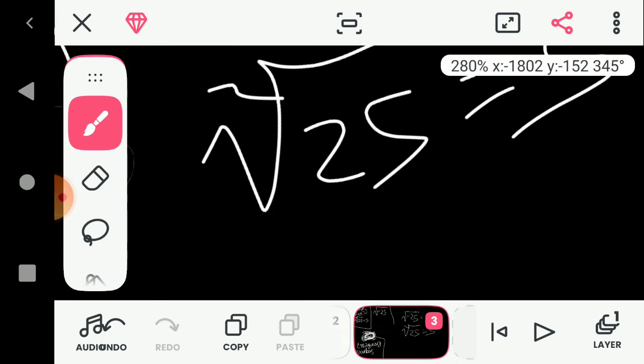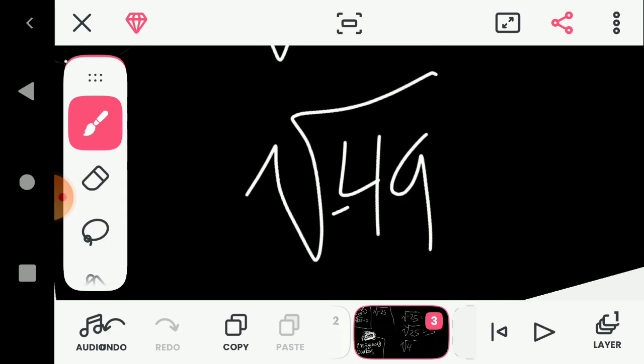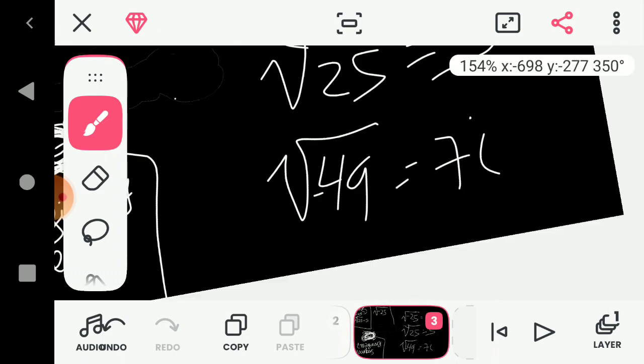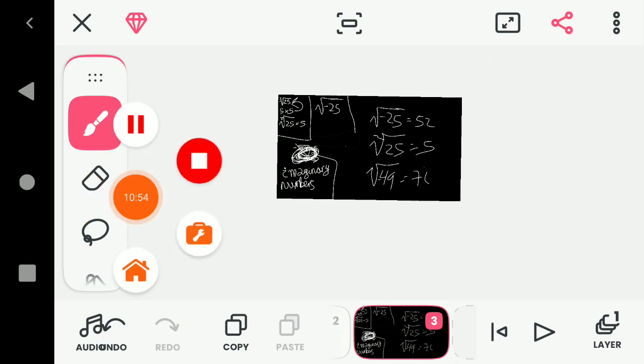This applies to everything. Like the square root of -49 equals 7i. It applies to everything, so just give that normal answer.